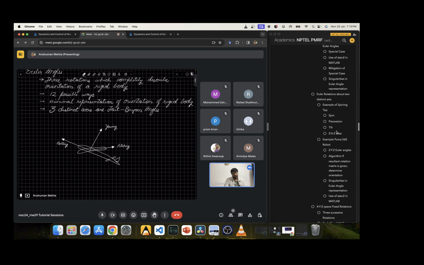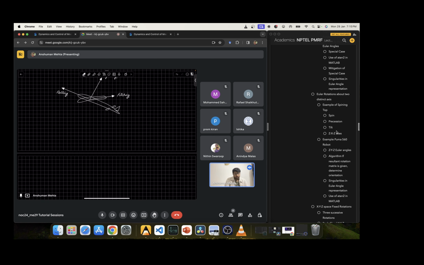Now there is also the example of a spinning top, where we call them spin, precession, and tilt. So these angles in a spinning top are also examples of Euler angles. We will cover them in a future class. And also there is the Puma 560 robot, which is also given in the book. You can refer to the book, and that is based on X, Z, Y, Z Euler angles.